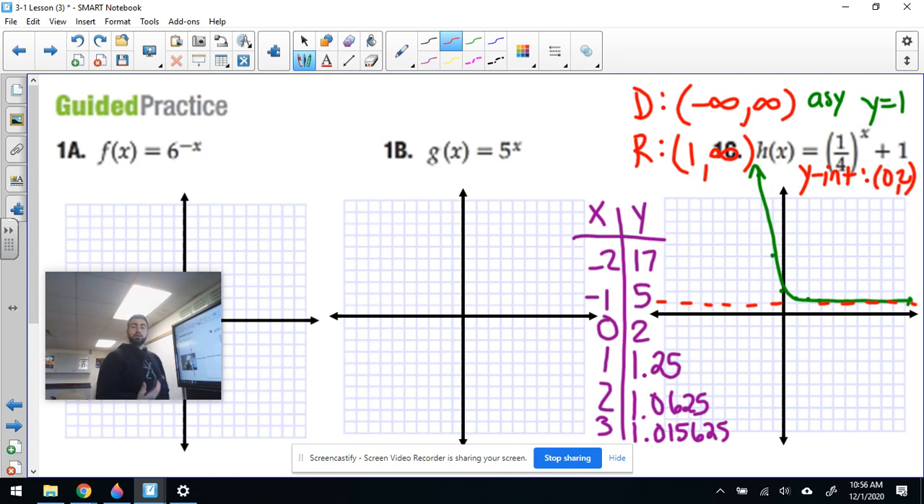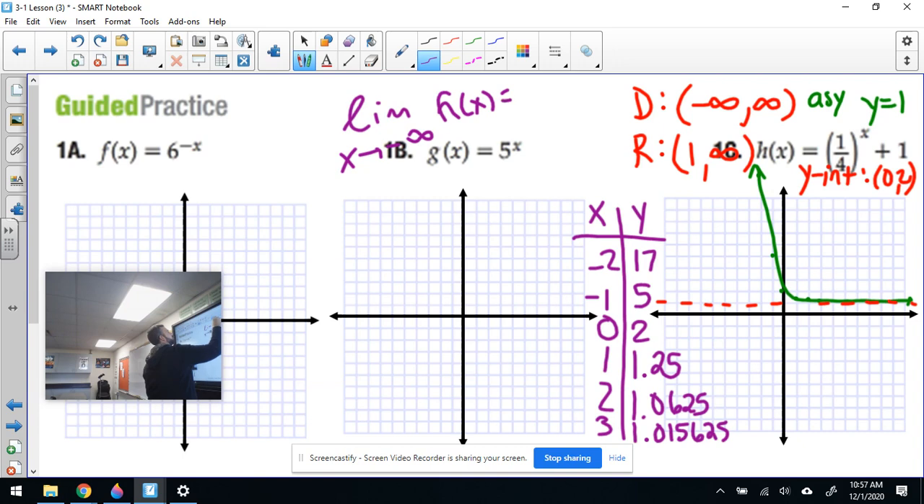We can also do our limits. As x approaches negative infinity, it's going to go to positive infinity, and as x goes to positive infinity, it's going to go towards 1, right? Let me write that limit. As x goes to negative infinity of, I guess that's h of x, that's going to be infinity, right? As it continues to get small, it continues to go up.